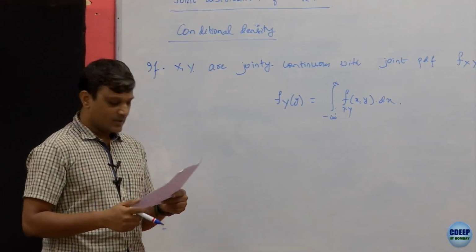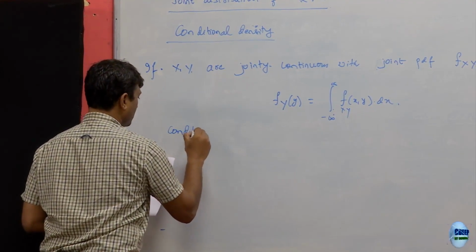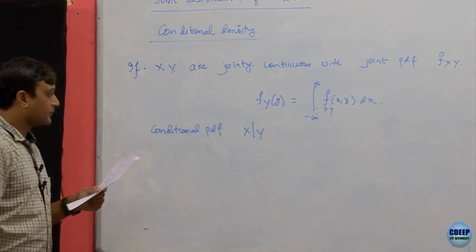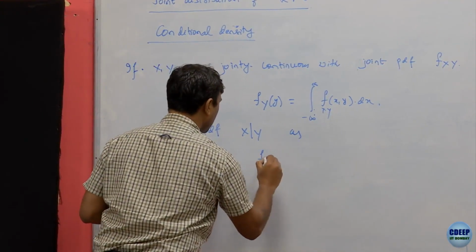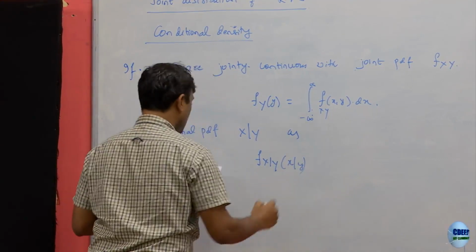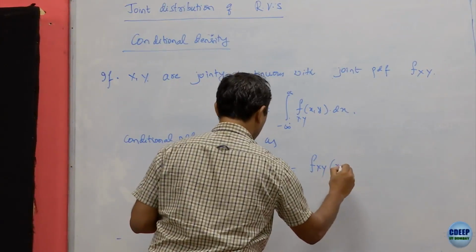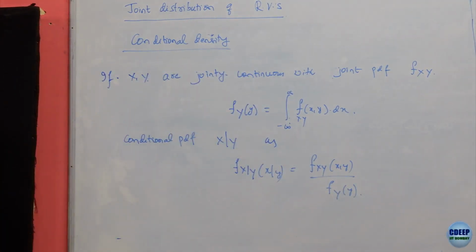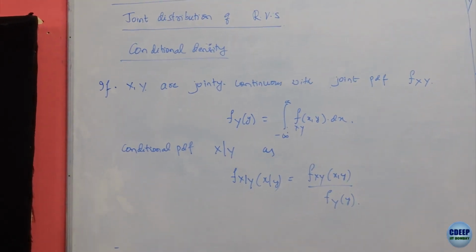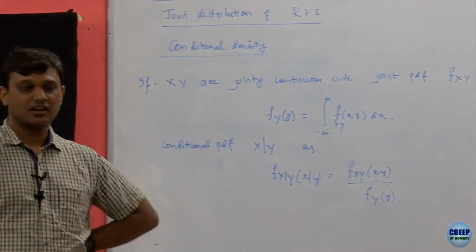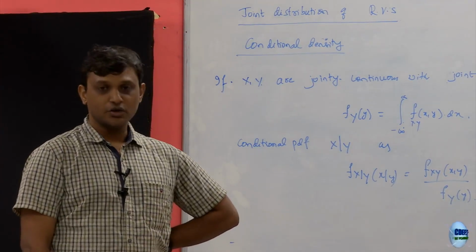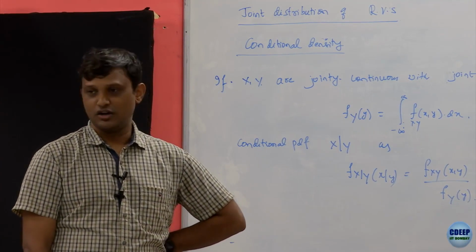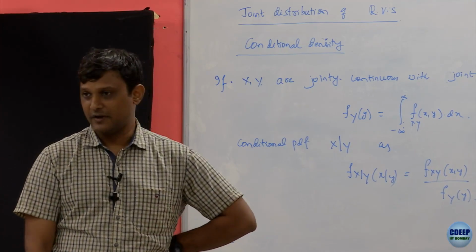Now we are going to define the conditional probability density function as f of x given y. Now you notice that what we are doing is basically extending the notion of conditional events and conditional probabilities to conditional densities. Remember, earlier we defined the probability that A given B is equal to the probability of A intersection B divided by the probability of B. That is how we define conditional probabilities, right.